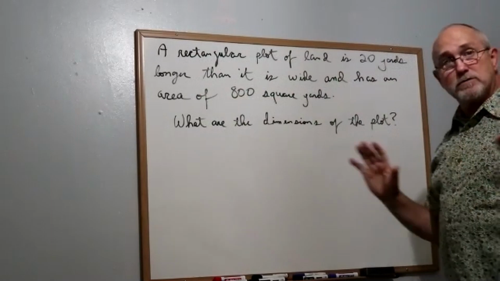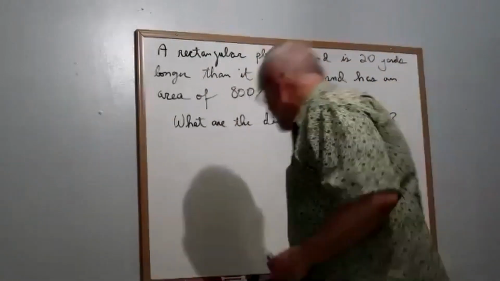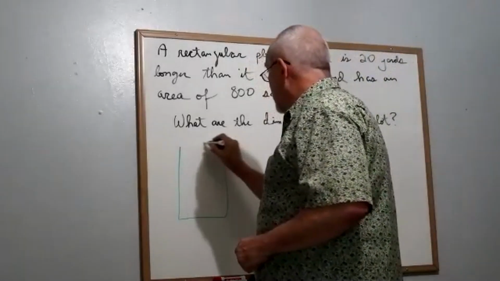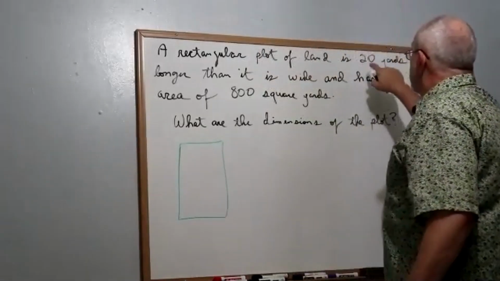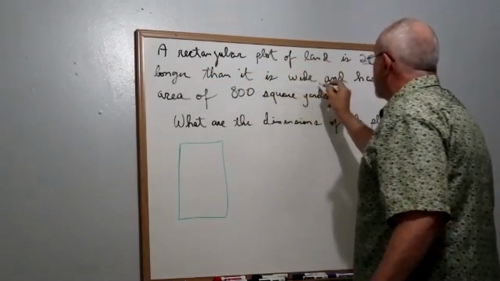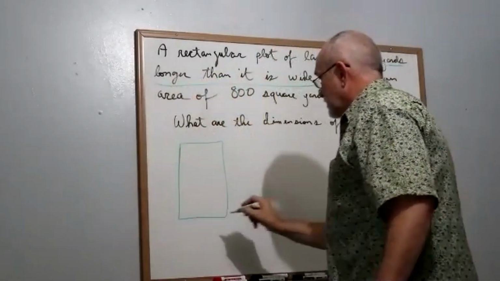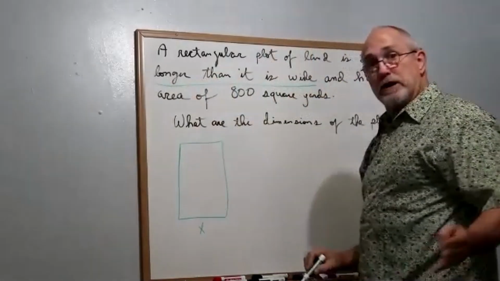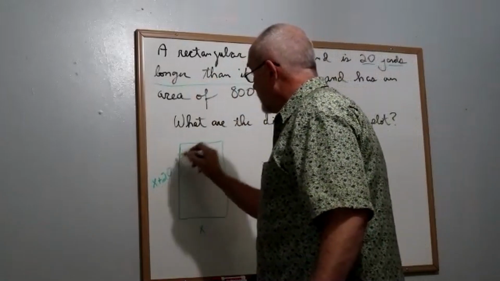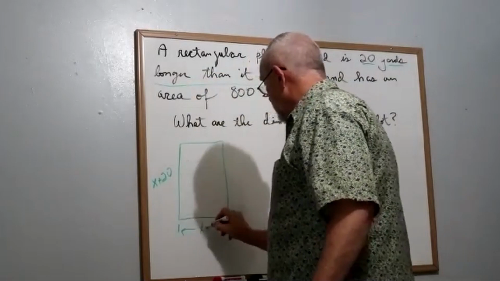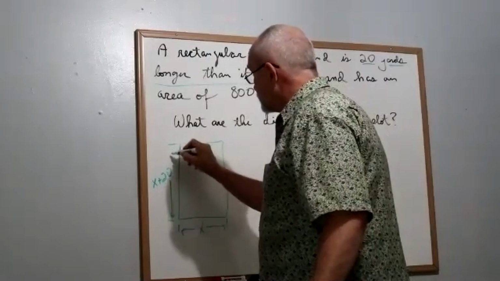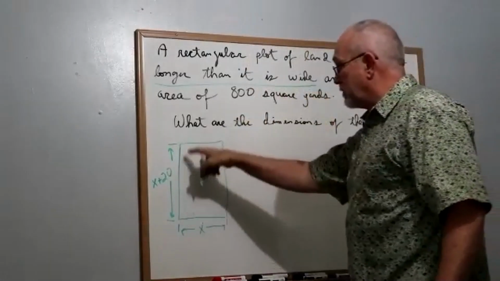Well, let's write down what we're given. It's a rectangle, right? It is 20 yards longer than it is wide, let's write that information down, okay? So here's its width. We don't know what it is yet. And it's 20 yards longer than it is wide. So this, from here to here, is x, some unknown. And here is x plus 20, because it is 20 yards longer this way.